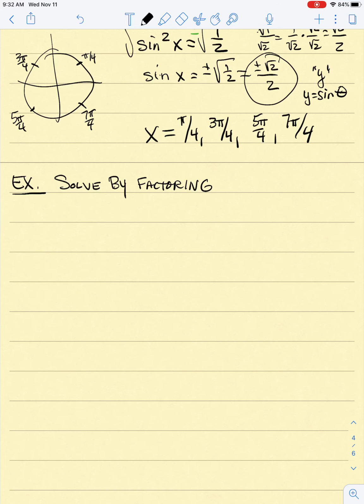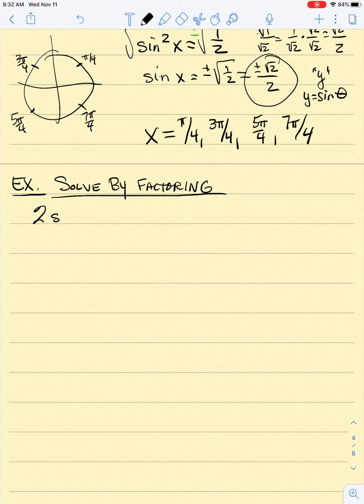Alrighty, solve by factoring. All right, so here's what we have: 2 sine squared x plus sine x equals 1. Okay, so we need to go through here and see what we can come up with. Well, when you solve any other kind of degree 2 equation, we need to set it equal to 0. So we will do that same thing here: 2 sine squared x plus sine x minus 1 equals 0. Okay, and then you want to go through and try and factor that.